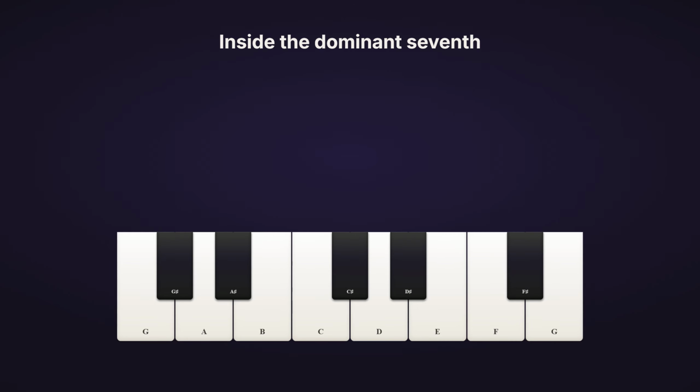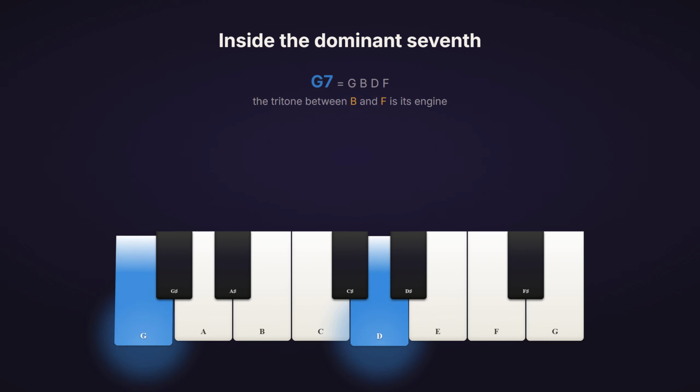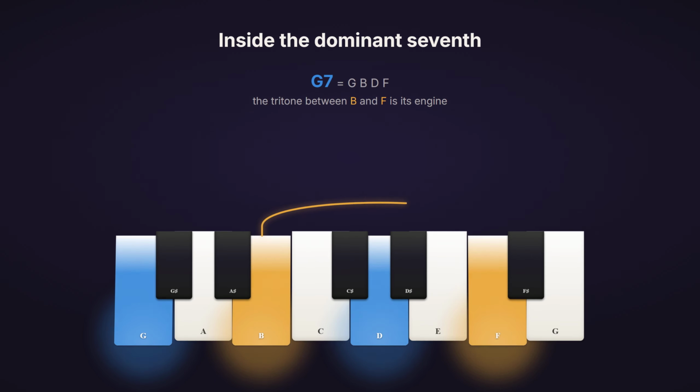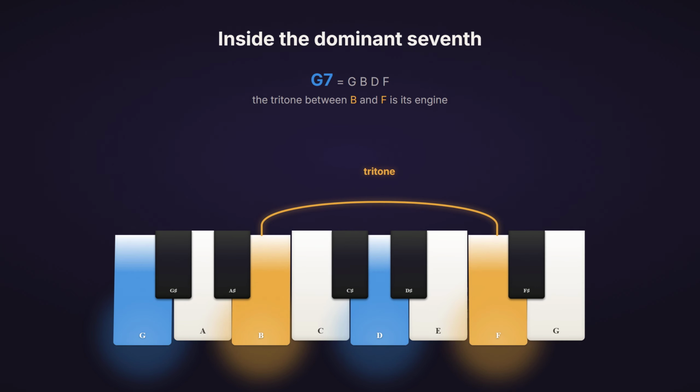Once you know the tritone, you start hearing it everywhere. Its most important home is inside a chord you already know by ear, the dominant seventh. Take the dominant seventh built on G, buried inside it are the notes B and F, and the gap between them is a tritone. That single restless interval is the engine of the whole chord, the part that makes it lean so hard toward home.